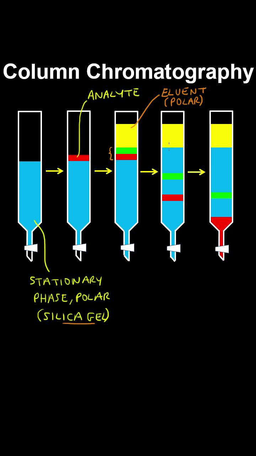So the eluent moves through the stationary phase, with the analyte molecules being attracted to it, and the most polar analyte, being the green one, travels the least distance as it's more attracted to the polar stationary phase, whereas the red analyte travels the furthest and exits the column first, and the eluted molecules are collected and analyzed using a composition technique. And that's a basic idea behind column chromatography.